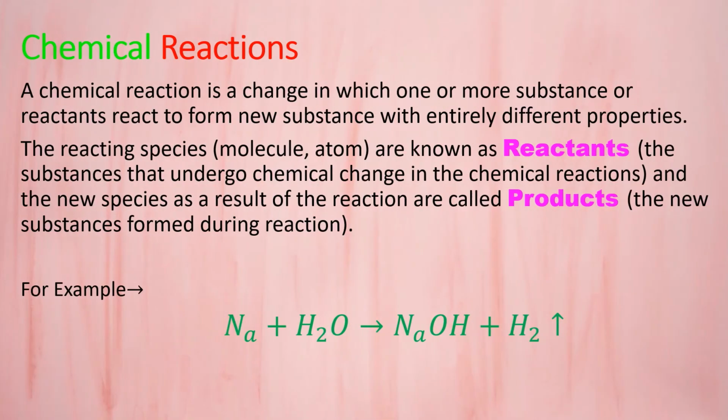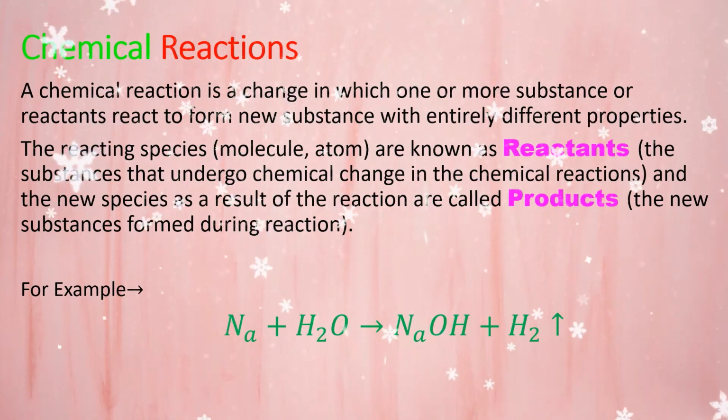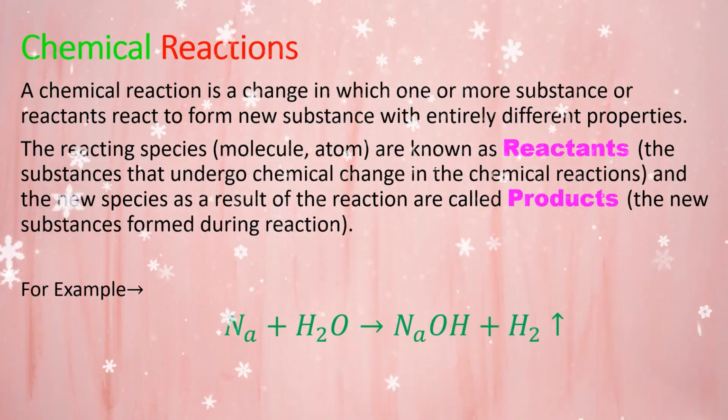Chemical reactions. A chemical reaction is a change in which one or more substances, or reactants, react to form new substances with entirely different properties. The reacting species, molecules or atoms, are known as reactants. The substances that undergo chemical change in the chemical reaction, and the new species formed as a result of the reaction, are called products. These are the new substances formed during the reaction.